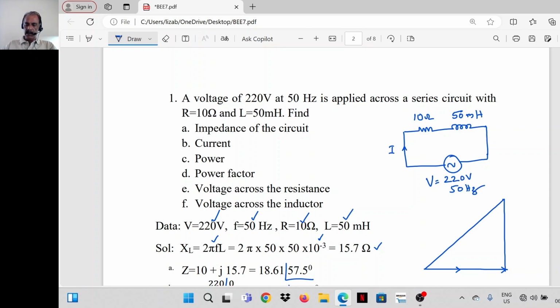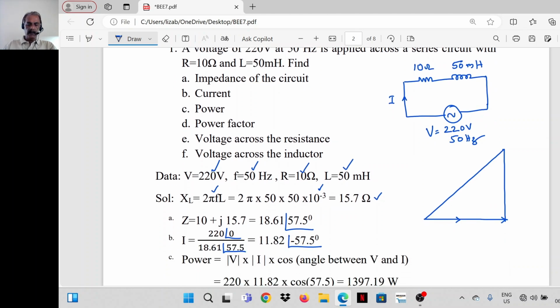So the impedance of the circuit Z is equal to R plus j XL. So R is equal to 10 ohm, XL is equal to 15.7. So 10 plus j 15.7 is the impedance of the circuit in rectangular coordinates. We can convert it to polar coordinates. So magnitude of the impedance is square root of 10 square plus 15.7 square, that is 18.61. Then tan inverse 15.7 divided by 10, that is 57.5 degrees.